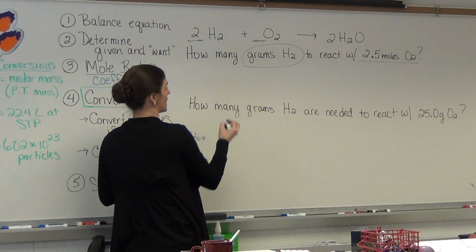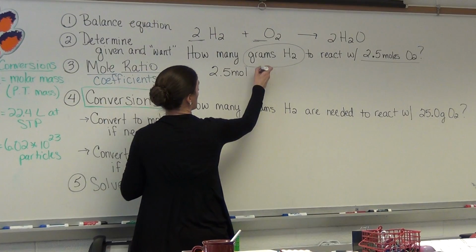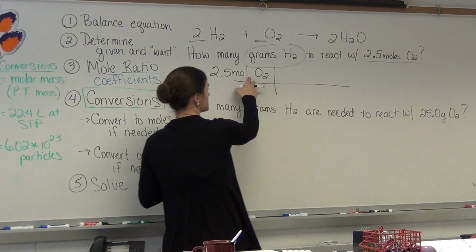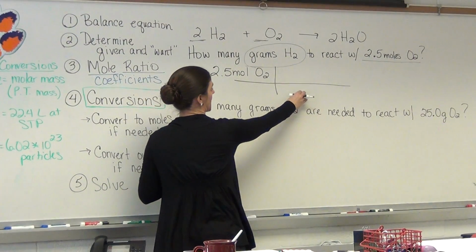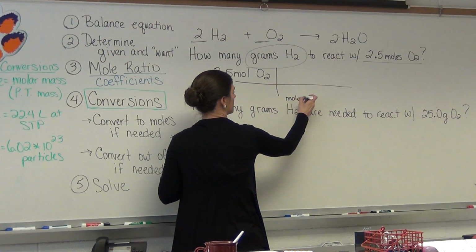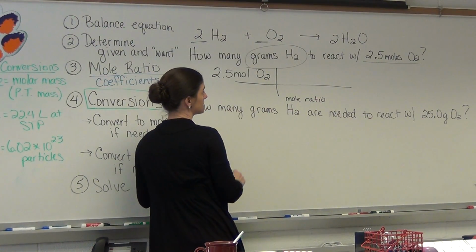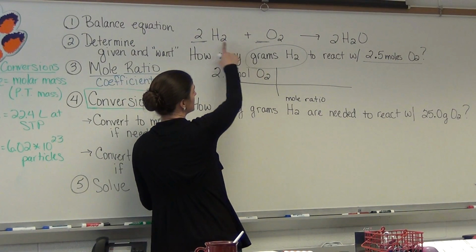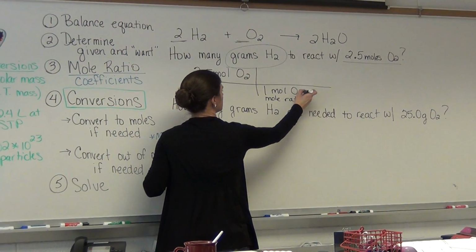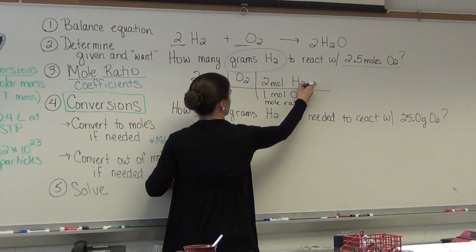So we're going to write down our given, 2.5 moles O2. We know that if moles is on the top of O2, moles has to come down to the bottom. And this is where our mole ratio is going to be. It's the only way to get from one substance to another substance, in this case, from the O2 to the H2. So we have 1 mole of O2, and we have 2 moles of H2.